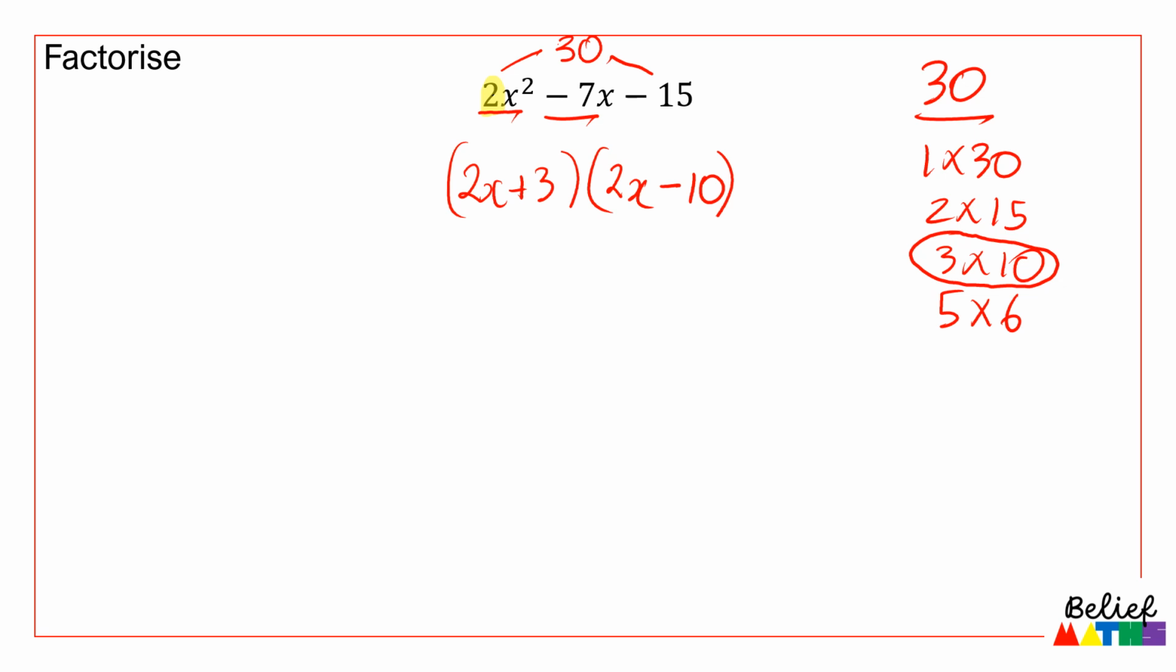Now, that's not exactly correct. Because we've multiplied by this 2 here, we now need to divide one of our two brackets by 2. In this case, we're going to divide the second one because both of those numbers are divisible by 2. And we get 2x plus 3 and x minus 5, and that's the factorized answer for that question.